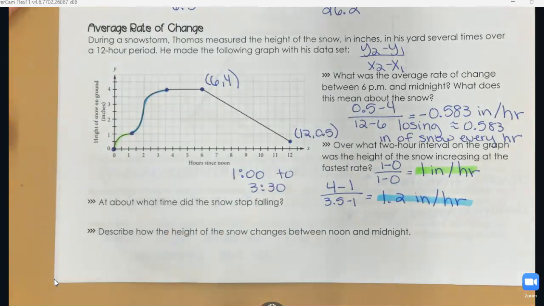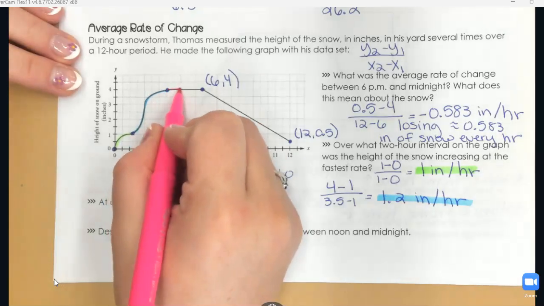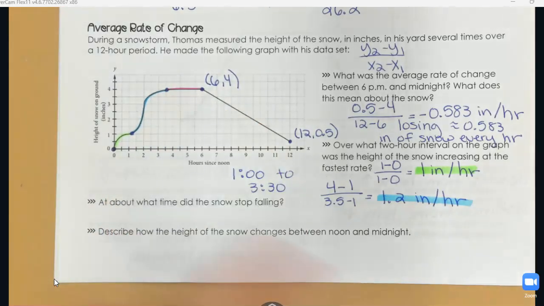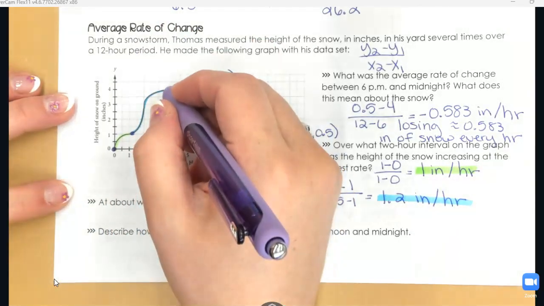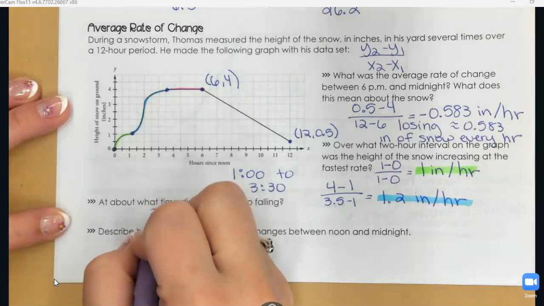So at what time did the snow stop falling? Well, let's look at where we have a 0 rate of change. That means there was no more snow coming down, so that happens at around 3:30.